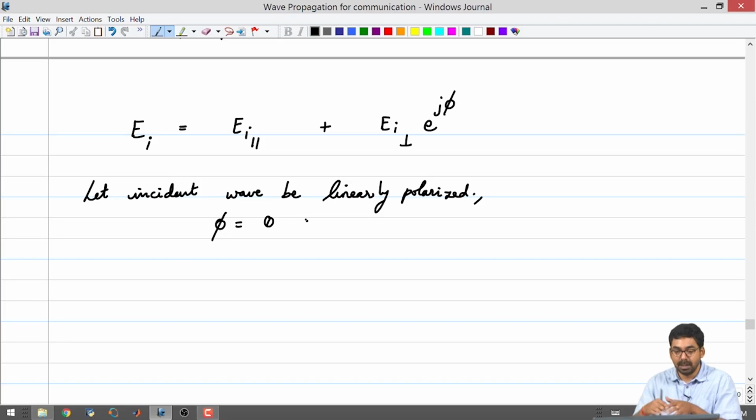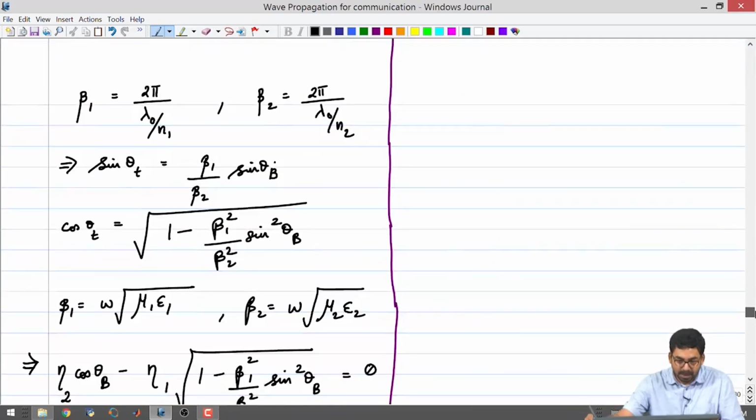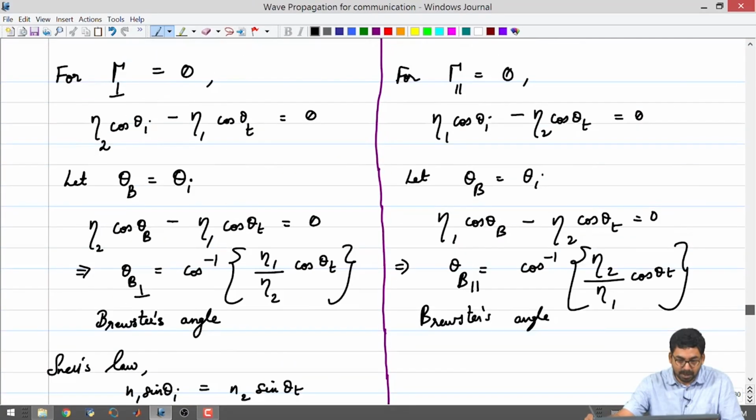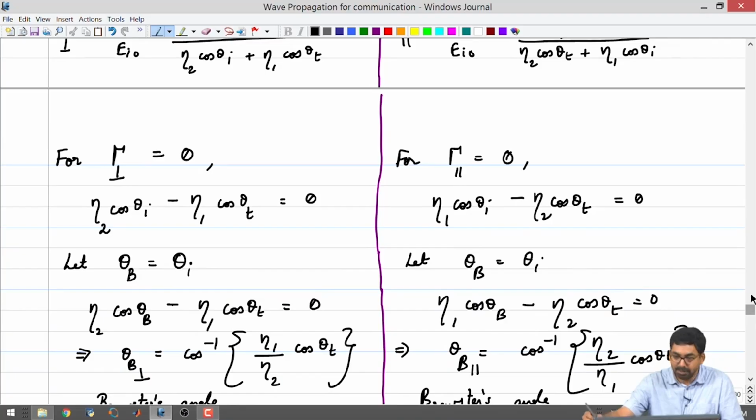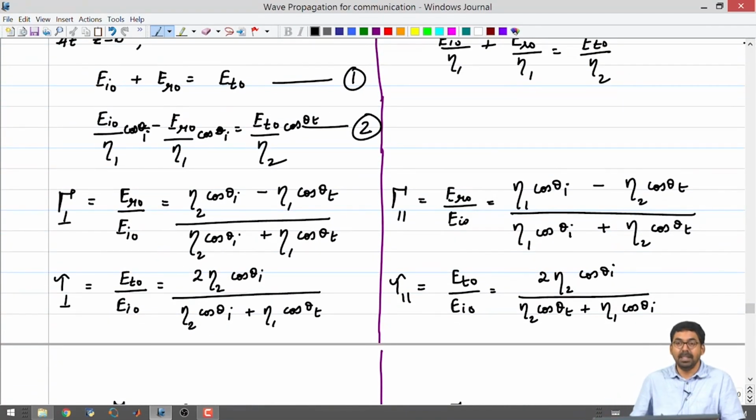Okay. So, this is the procedure if you had a linearly polarized wave. Now, while doing this, there are other things that we have to consider. If you look at the expressions of transmission and reflection coefficients that we are having, these are real numbers. Gamma perpendicular, gamma parallel are all real numbers. There is no need for them to be complex.